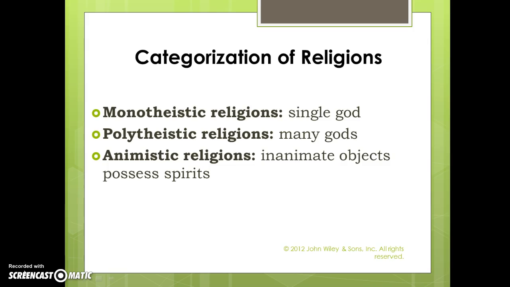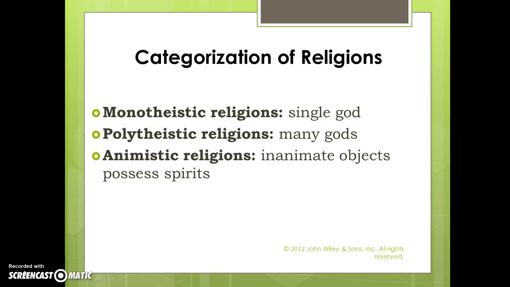Okay, so monotheistic religions, mono means one. That's a prefix. Theism is a reference to gods or religions. Monotheistic religions are religions that believe in a single God. Polytheistic, poly means many. So polytheistic religions are religions that believe in many gods. And when we're talking about monotheistic and polytheistic religions, these gods are animated.